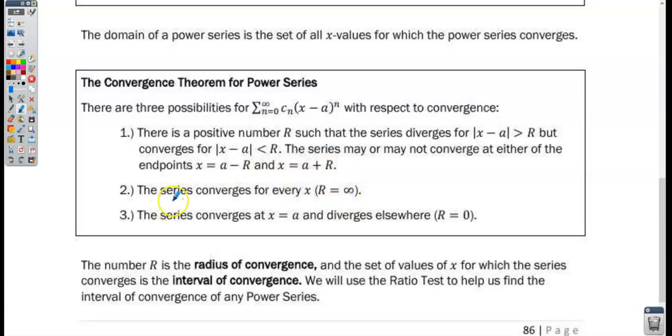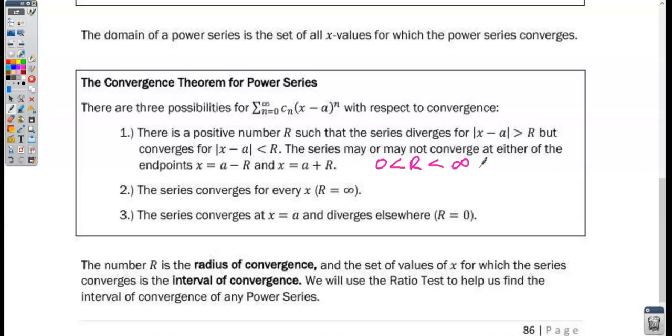Second possibility, the series converges for every x, all real numbers, in which case the radius of convergence, this capital R, is equal to infinity. I blew the surprise. And the third possibility is that the series just converges at the center and diverges everywhere else. And in that case, the capital R is equal to 0. And so we've got 3 possibilities. R is 0, R is infinite, and in this case, R is between 0 and infinity.